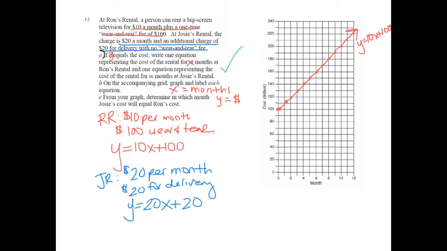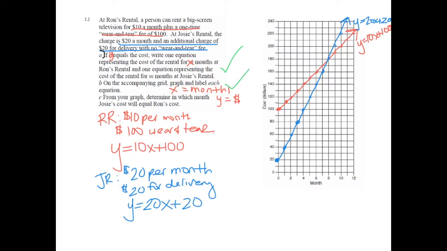Next up is Josie's. And we're starting here at $20 for the delivery fee. Okay, notice at 0 months, we're still paying $20. And then we're going to go up 20 over 1, and we're going to continue the pattern. All right, so I graphed Josie's Rental and I labeled the equation. Now, graph and label each equation, check, check.